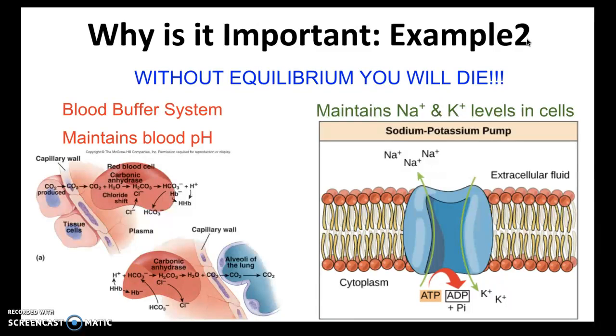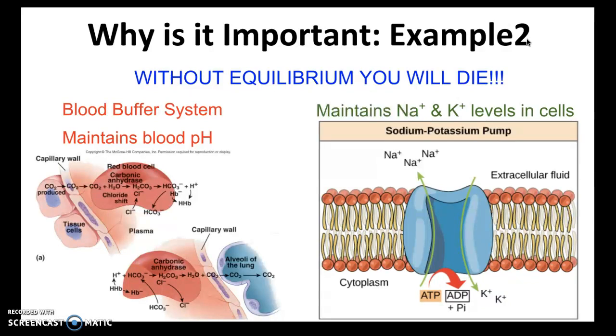And so there's a buffer system in your bloodstream, which basically consists of chemicals that maintain that pH. The thing that makes a buffer system work is the fact that there's an equilibrium reaction between the acid and conjugate base or vice versa.